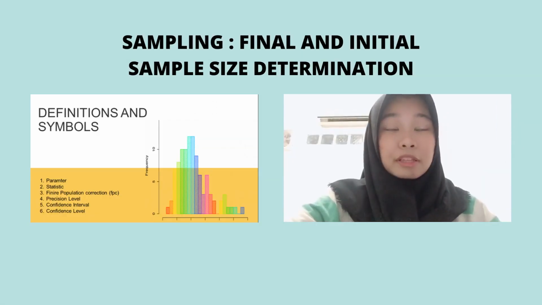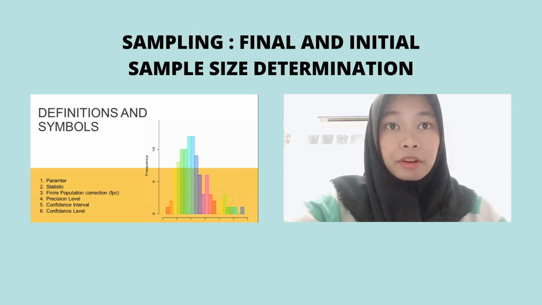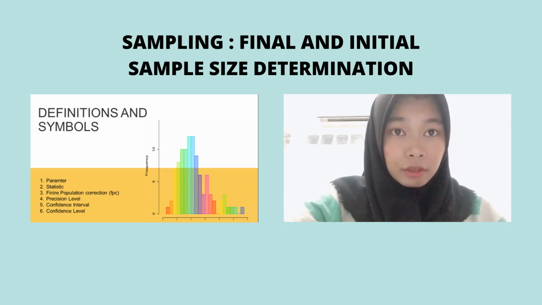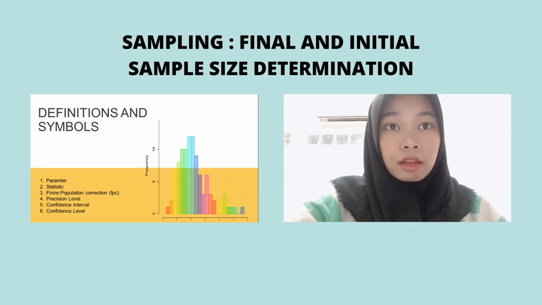So now I will explain to you about sampling: final and initial sample size determination. Definitions and symbols. The first is parameter, statistic, finite population correction, precision level, confidence interval, confidence level.